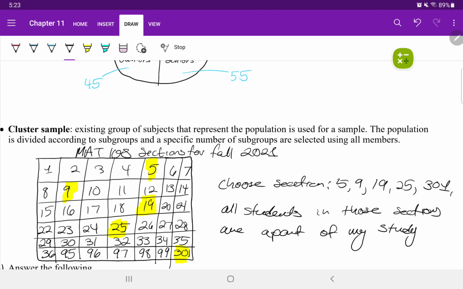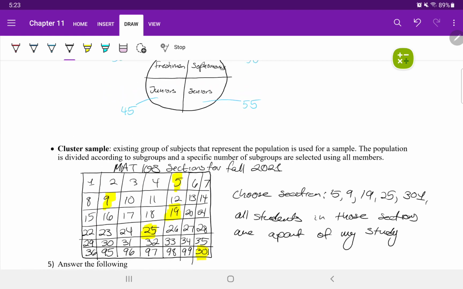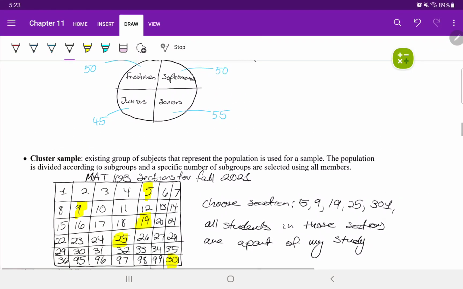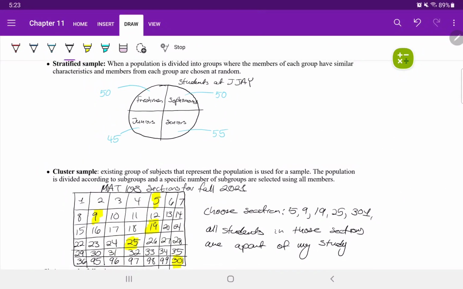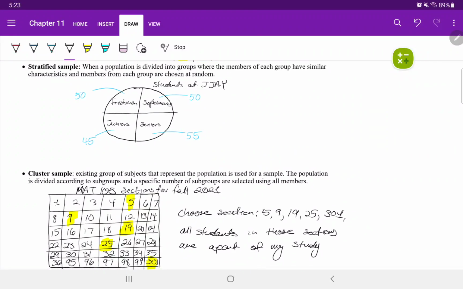So if you understand the 4 examples that I gave you for sampling, try not to confuse stratified and cluster. Stratified is when you divide the population based on characteristics and you choose a specific number of people from each group, whereas cluster is dividing your population into groups, selecting certain groups at random, and for the groups you choose at random, you're using all subjects. So those are 2 different things.